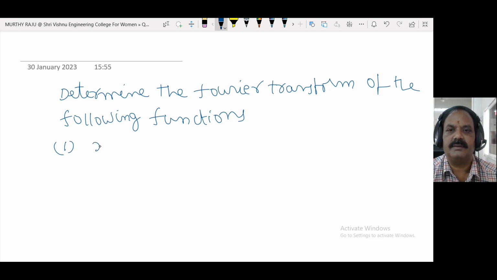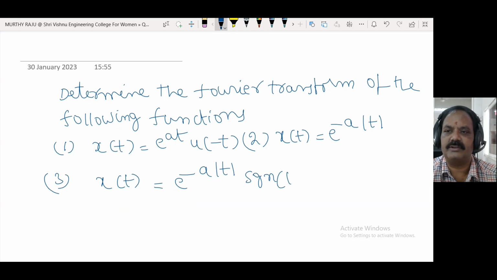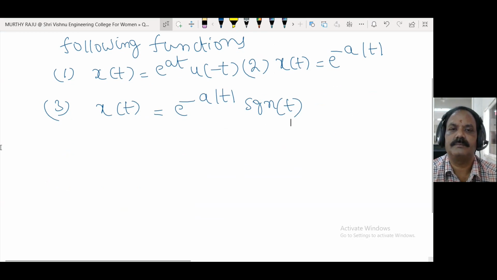First one, x of t is equal to e power a t u of minus t. Second one, x of t is equal to e power minus a mod t. Third one, x of t is equal to e power minus a mod t into secant function of t. Solution.